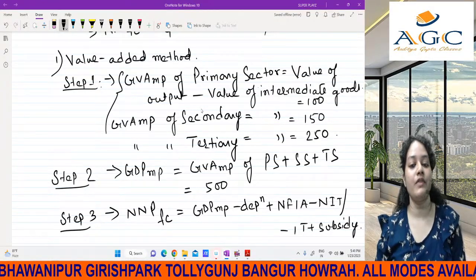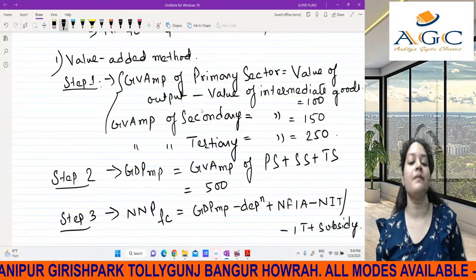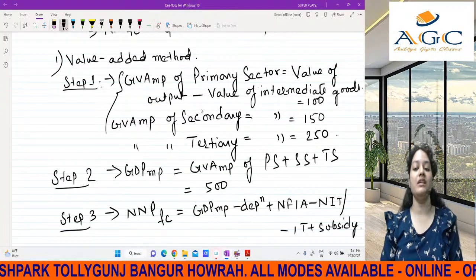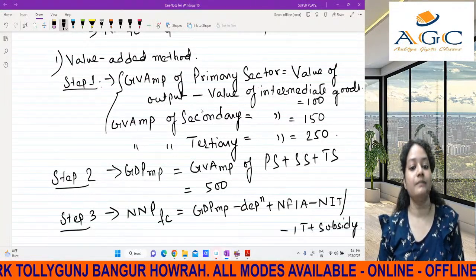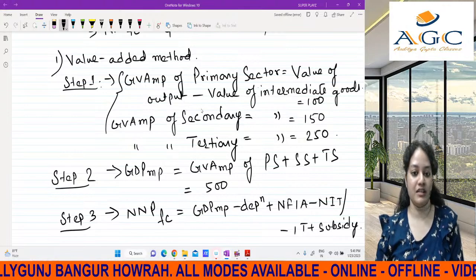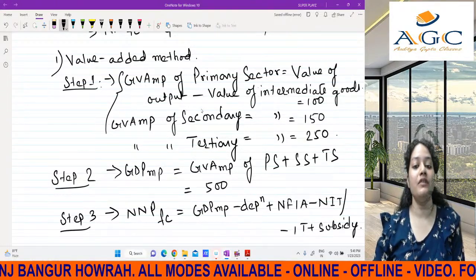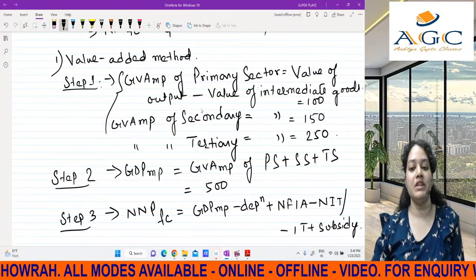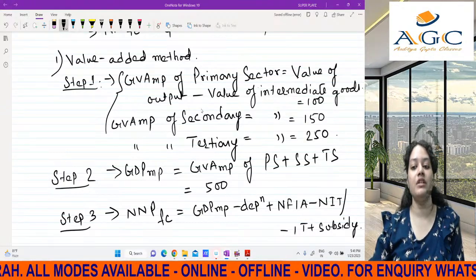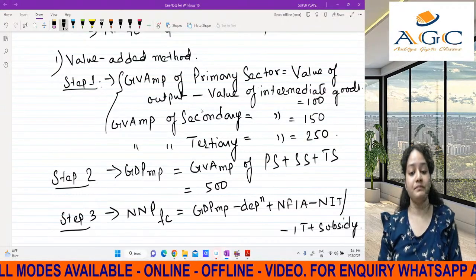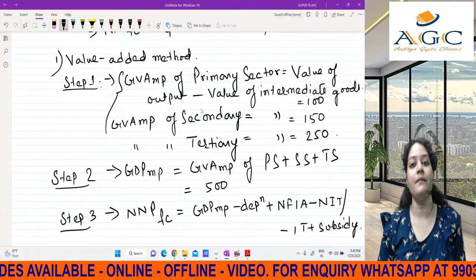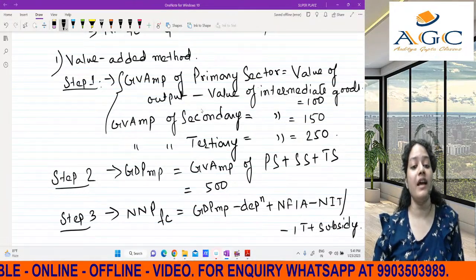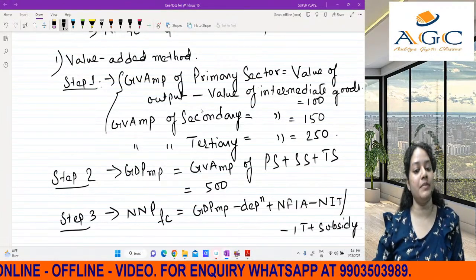The first step would be to find out your GVAMPs of all the three sectors, and the formula for that would be what? Value of output minus value of intermediate goods. You will be given all the values separately, and if it is not given separately, let's come to that a bit later. If you're given value of output of primary sector as some value, rupees 100, rupees 150, whatever it is, and value of intermediate goods of primary sector, it will be mentioned whether the value of output is of primary sector or of intermediate goods of primary sector. So all the values will be given separately, and you will be able to complete this step.